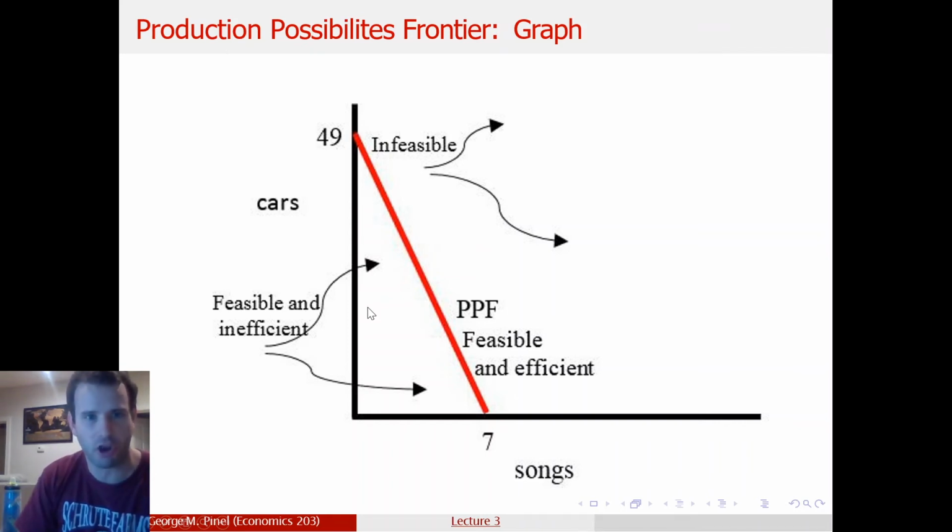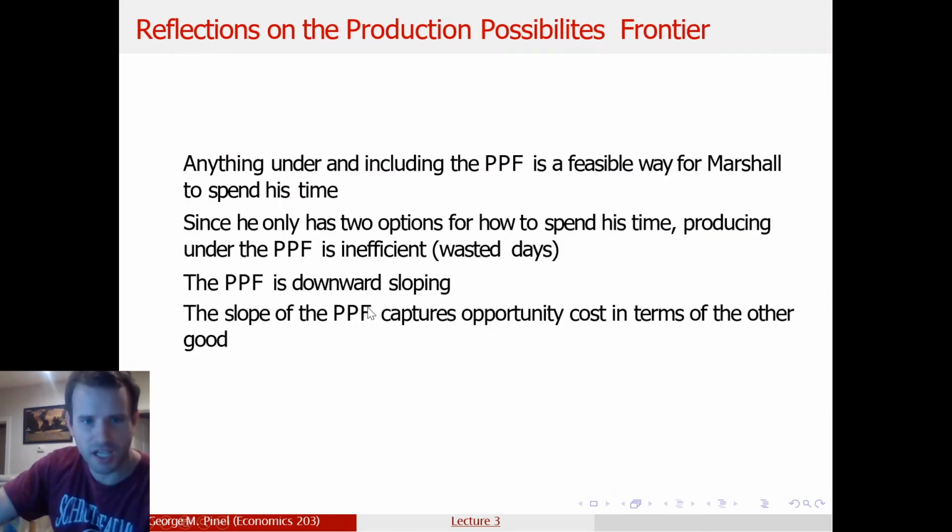It's not an explicit cost the way that cars cost a day of time, right? 1 car might cost 1/7 of a day of time, and 1 song costs 1 day of time. That's the explicit cost. But there's also an opportunity cost. By making a car, you are not making 1/7 of a song. And by making 1 song, you are not making 7 cars. And they have a corresponding utility to that. Okay? So the slope of the PPF is actually capturing the opportunity cost in terms of the other good.